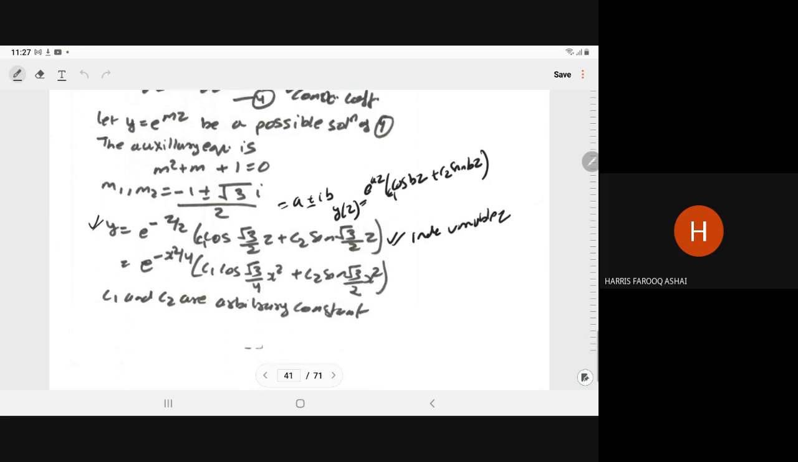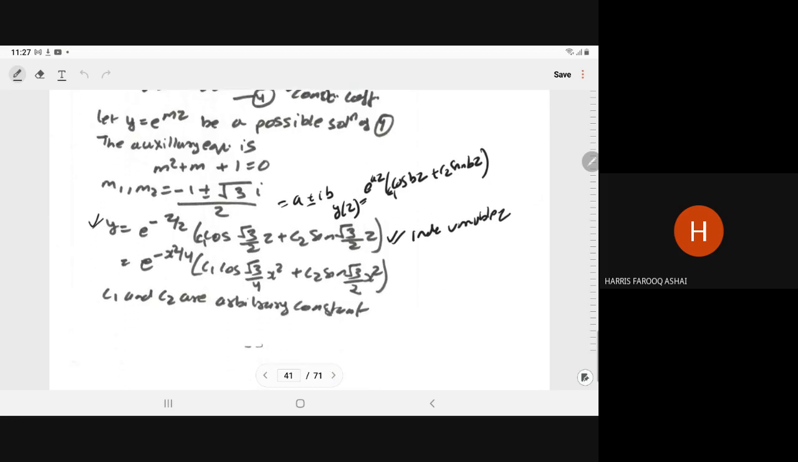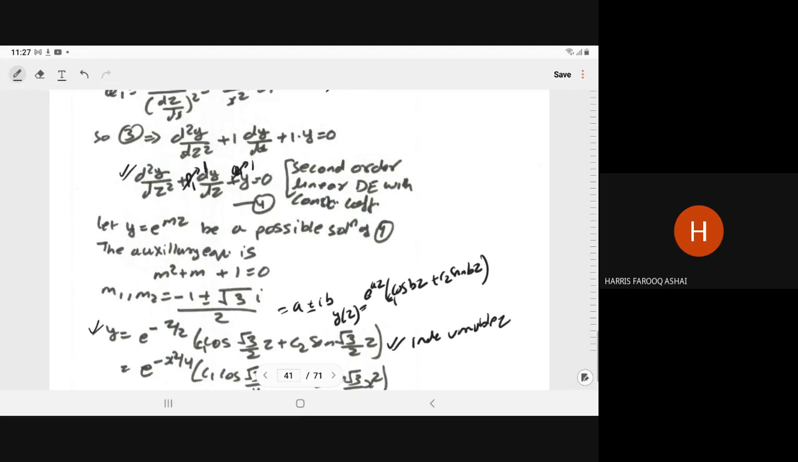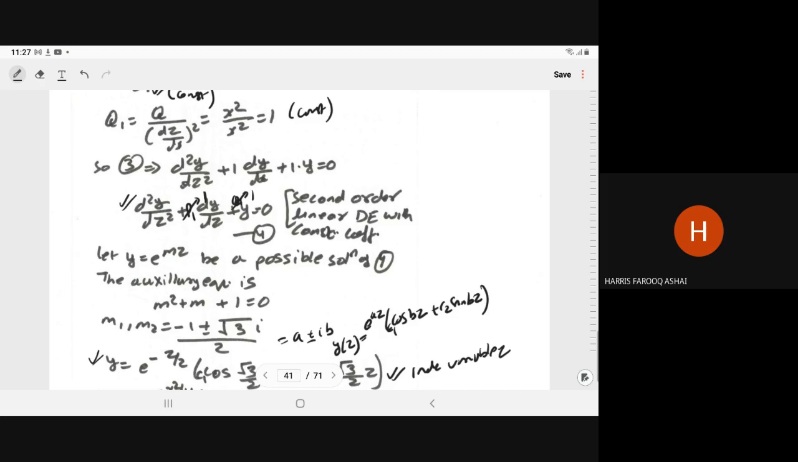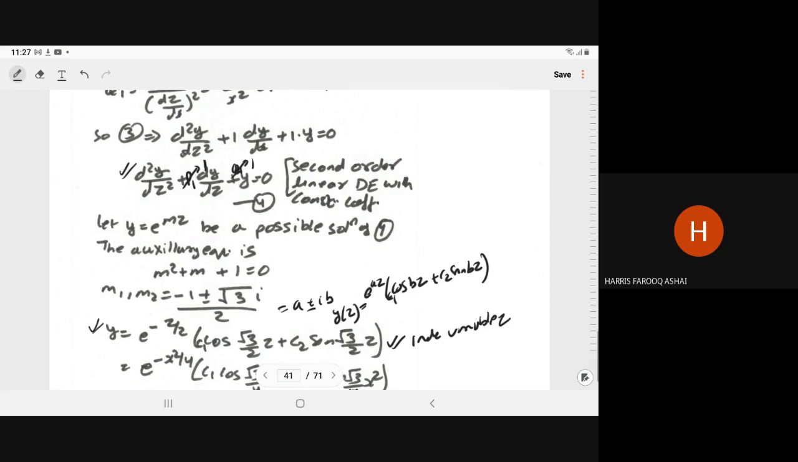So when we substitute here, you will get e to the power minus x square by 4 into c1 cos of root 3 by 4 x square by 2 plus c2 sin of root 3 by 4 into x square, where c1 and c2 are arbitrary constants. So in this case, you can see that using z equal to x square, the given differential equation is transformed to a second order differential equation with constant coefficients.